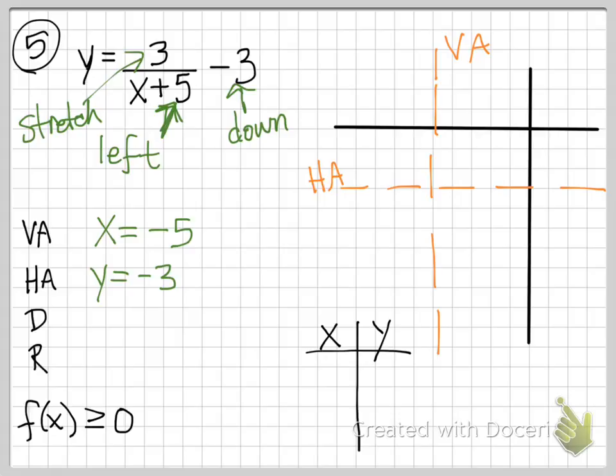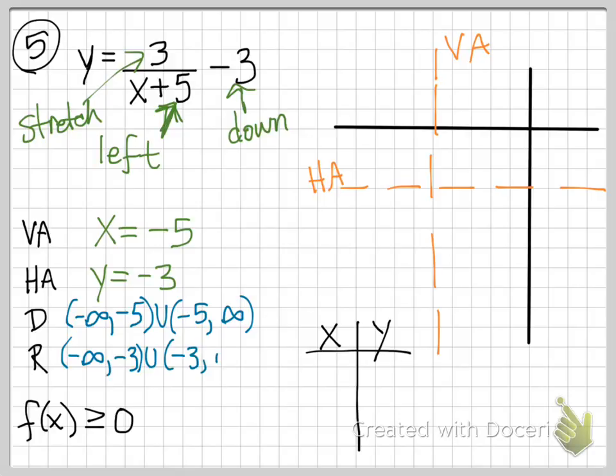Let's write our domain and range. So the domain is going to go from negative infinity all the way up to the vertical asymptote. So that's negative 5. We go around the negative 5 and continue to positive infinity. So both negative 5s get parentheses. Now let's look at the range. We go from negative infinity up to the horizontal asymptote. That's at negative 3. We go around it and continue all the way to positive infinity.